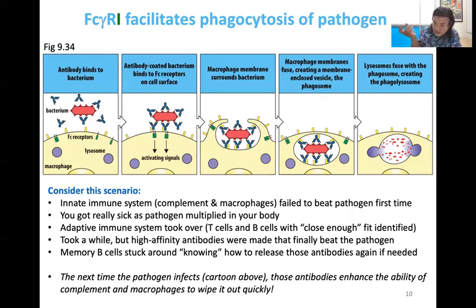And that's why it's important that we have memory B cells sticking around after we've beaten the infection, so that they know how to release these high quality, in this case, the cartoon, blue immunoglobulins, if they're needed again. And in italics, I said the next time the pathogen infects, like this cartoon above, those antibodies enhance the ability of complement and macrophages to wipe it out quickly because you don't have to start from square one again.